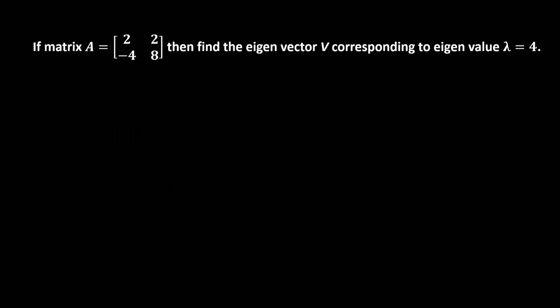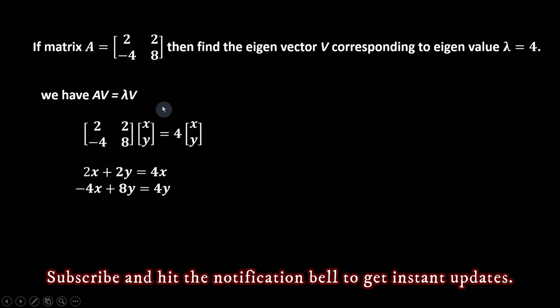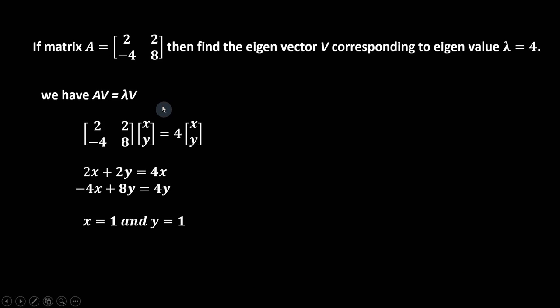Next example. Here we need to find out the eigenvector V of a square matrix A corresponding to the eigenvalue 4. For that we have the relationship AV is equal to lambda V. After substituting the values of A and lambda, we will get 2x plus 2y is equal to 4x, and minus 4x plus 8y is equal to 4y. After solving these two equations for x and y, we will get x is equal to 1 and y is equal to 1. Then we got the eigenvector V is equal to [1 1] for the corresponding lambda value 4.